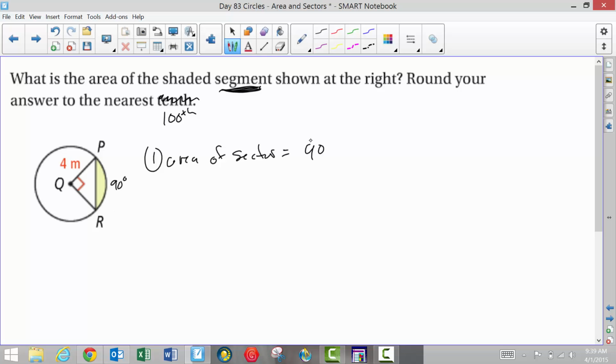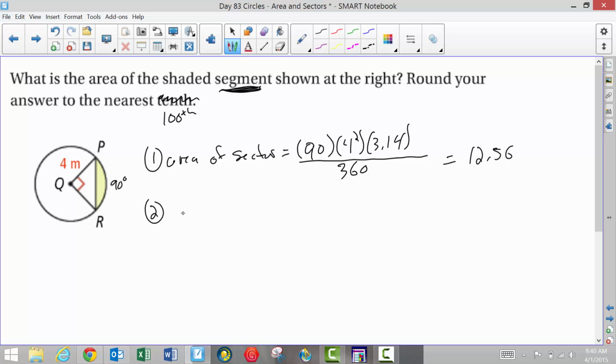So it's 90. Radius squared, 3.14, because I'm finding the area of the segment, divided by 360. So I have 90 times 4 squared times 3.14 divided by 360, 12.56. So that's my sector area.